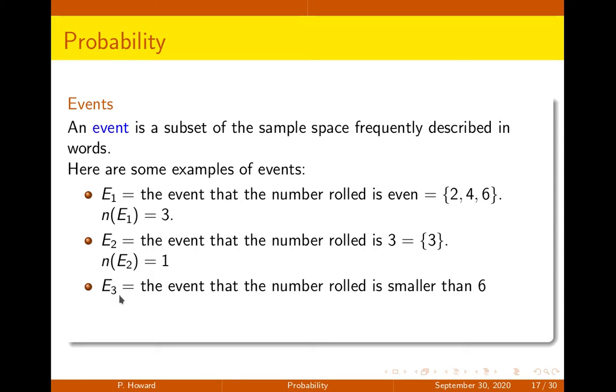And as a third example, E3 is going to be the event that the number rolled is smaller than 6. What does this look like as a subset of the sample space? The numbers 1, 2, 3, 4, and 5 are the outcomes that are smaller than 6. And the number of elements in this event is 5.